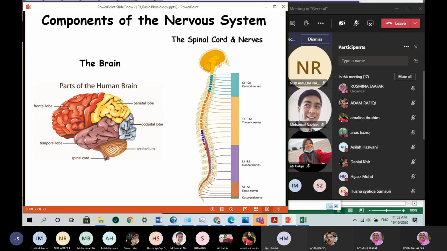So you have your spinal cord from C1 until C8. These are the bones, and the names of the nerves are given based on the bone location. So you have cervical nerves, thoracic nerves, lumbar nerves in this region, sacral nerves, and the last nerve. And the brain also has its own nerves, the cranial nerves.